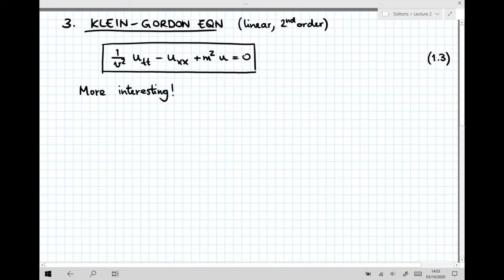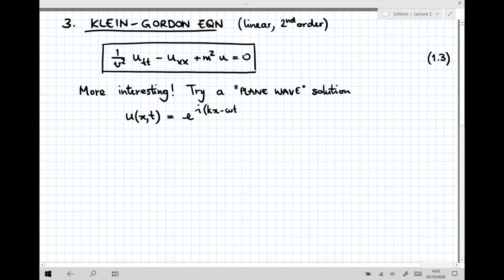And to understand that, let's first try a so-called plane wave solution. Namely, we'll assume that u depends on x and t as an oscillatory exponential, e to the i(kx minus omega t), where k is a real parameter, and we'll say more about omega later.